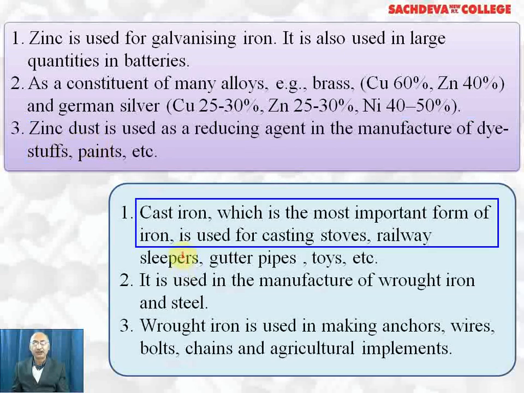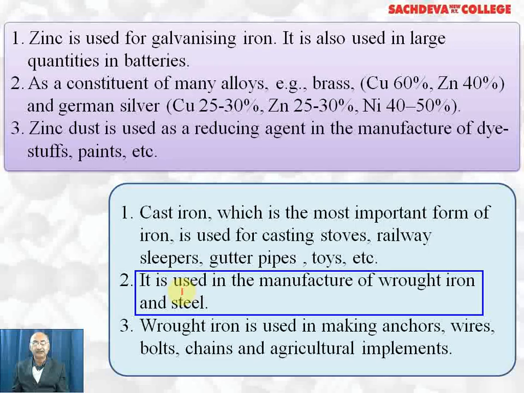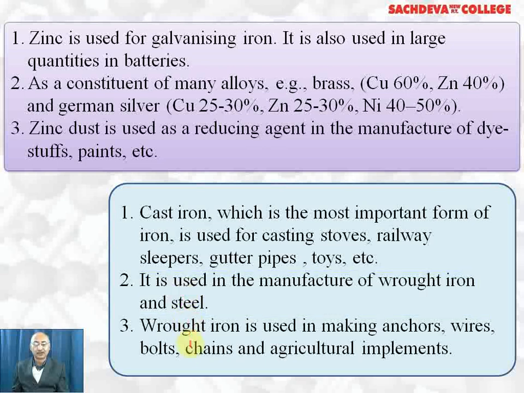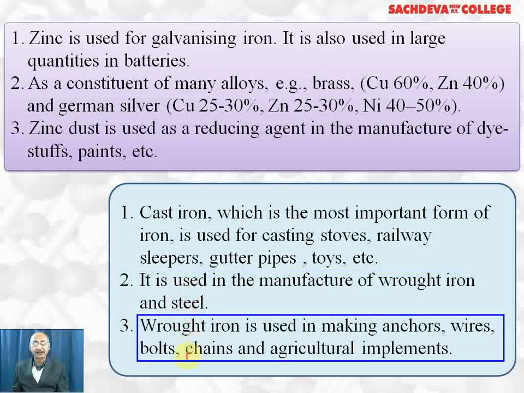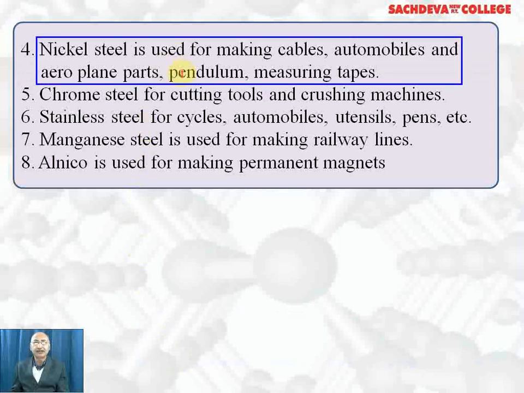Cast iron, which is the most important form of iron, is used for casting stoves, railway sleepers, gutter pipes, toys, etc. It is used for manufacture of wrought iron, which is the purest form of iron, and steel, which is an alloy of iron and carbon. Wrought iron is used in making anchors, wires, bolts, chains, and agricultural implements. Nickel steel is used for making cables, automobiles, aeroplane parts, pendulums. Clock pendulums especially are made of nickel steel because this steel has the least coefficient of thermal expansion, and for the same reason we use it for measuring tapes.